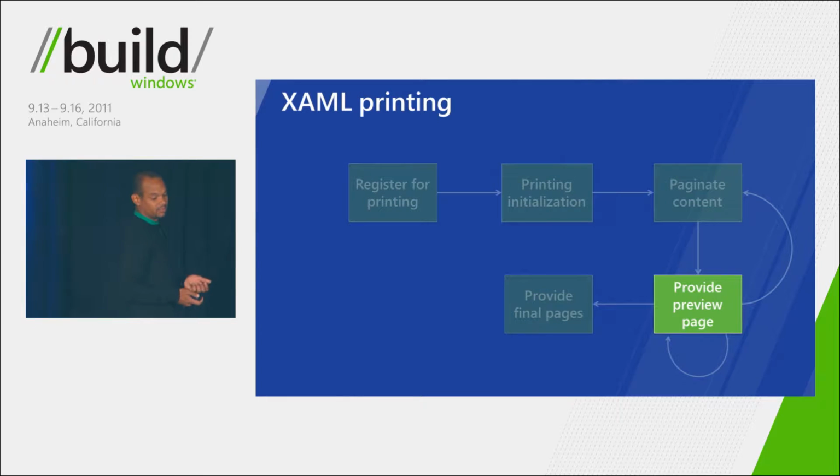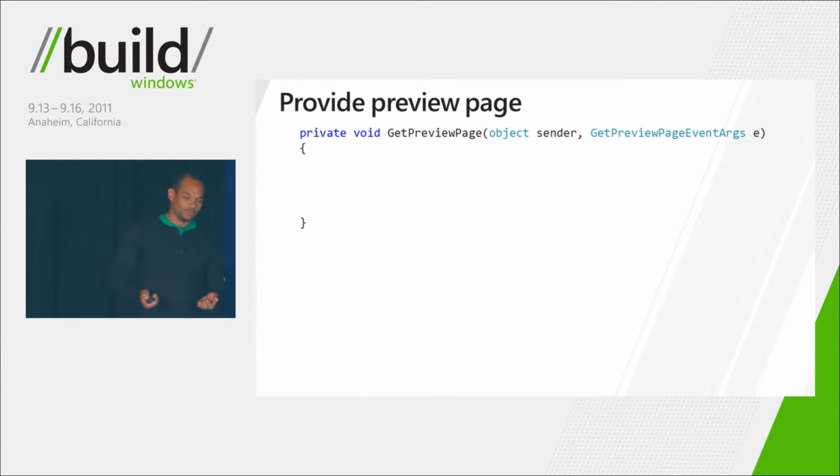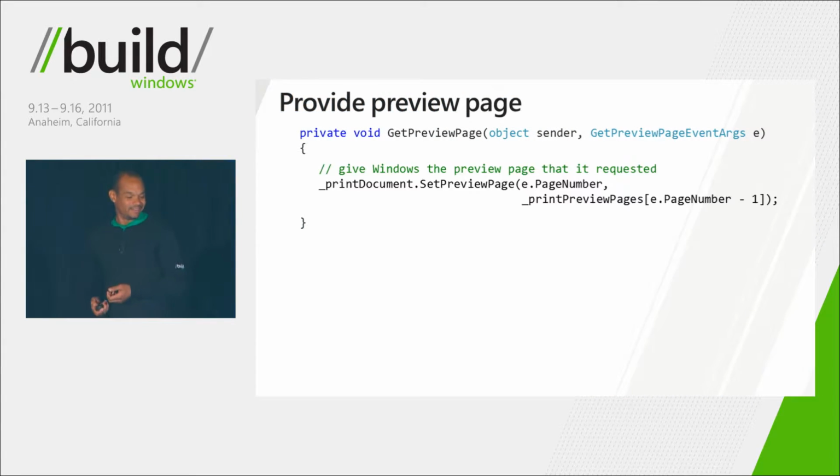The next step of providing a preview page is super simple. In the event handler, you just get one of the preview pages and provide it to Windows and tell it which preview page it is. So there's a get preview page event args, and in that it will tell you which preview page the user has asked for. Find that wherever you're saving your preview pages and pass it back to the print document. The print document will take care of converting that UI element into D2D calls for you.